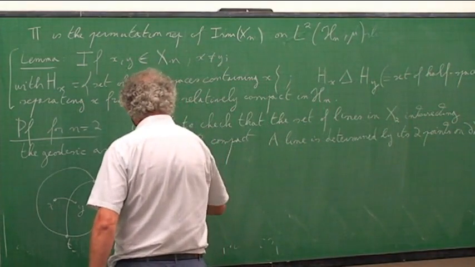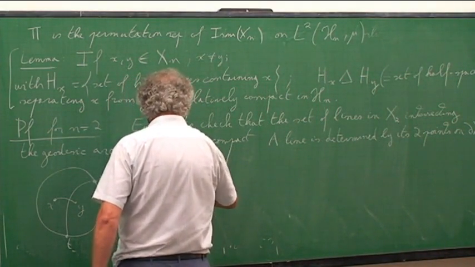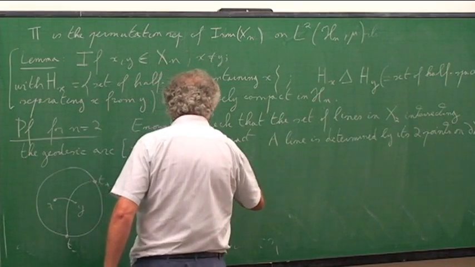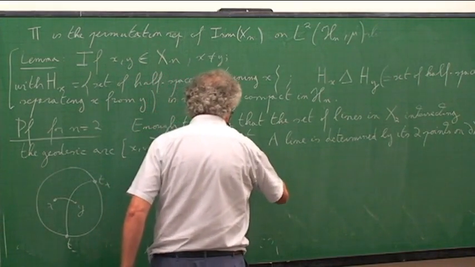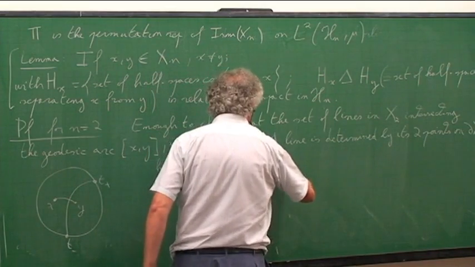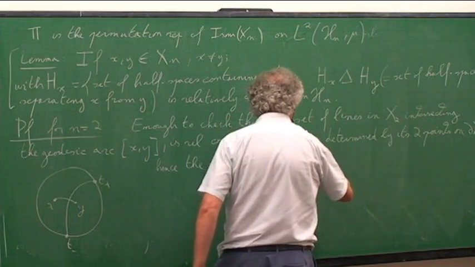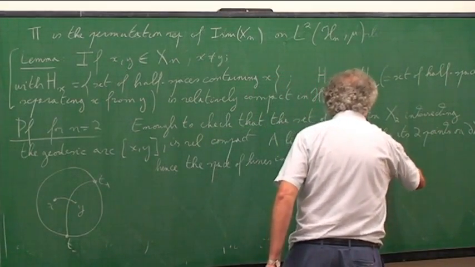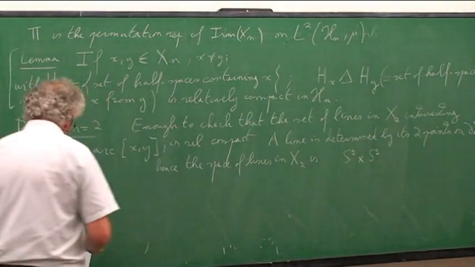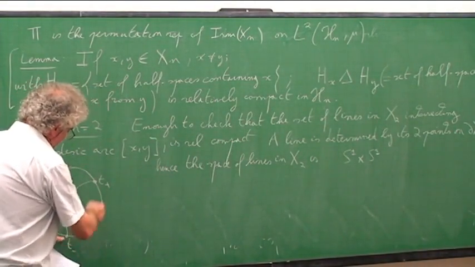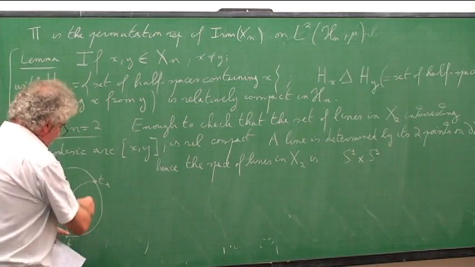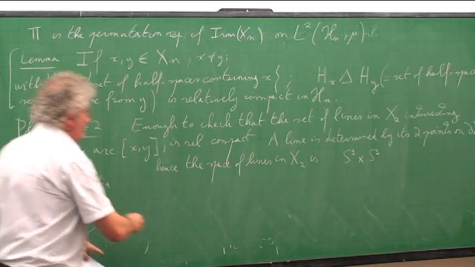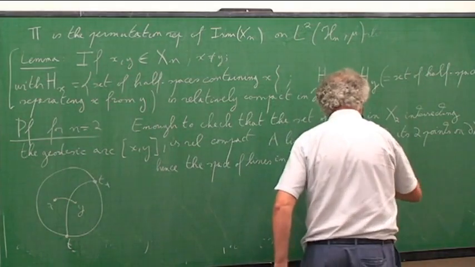And hence, what is the space of lines? Well, the space of lines in X_2 is: we need to take 2 points on the circle. So you get S^1 times S^1, but these 2 points must be distinct, so you must remove the diagonal.